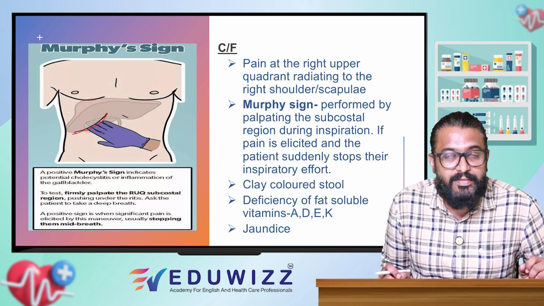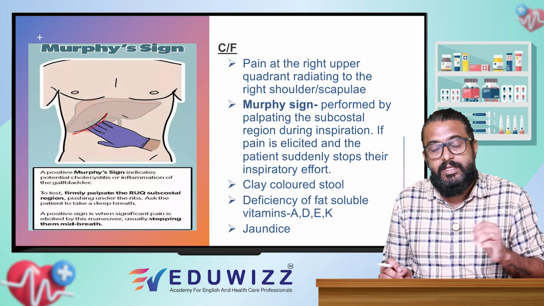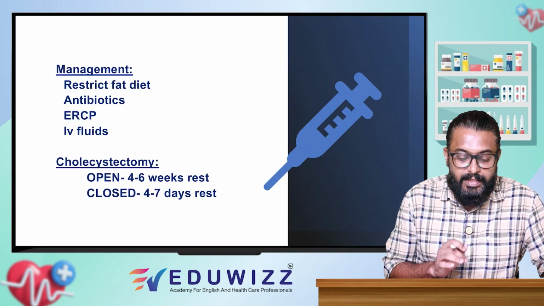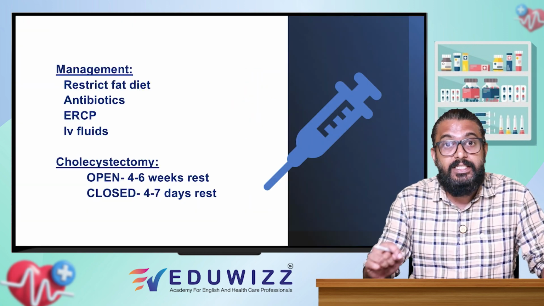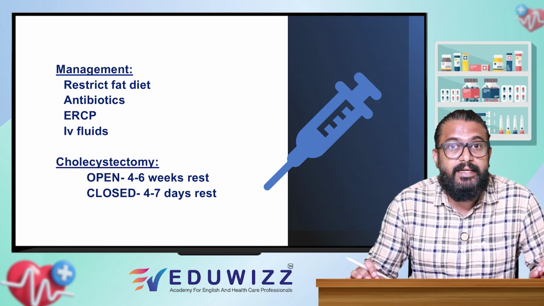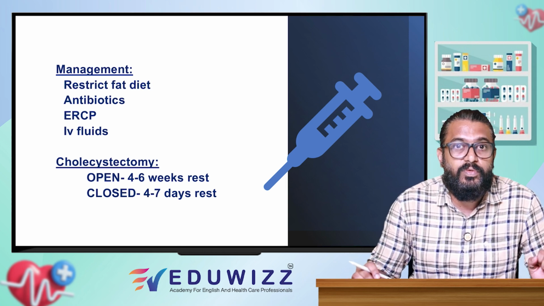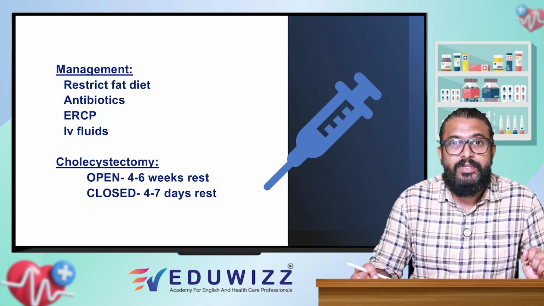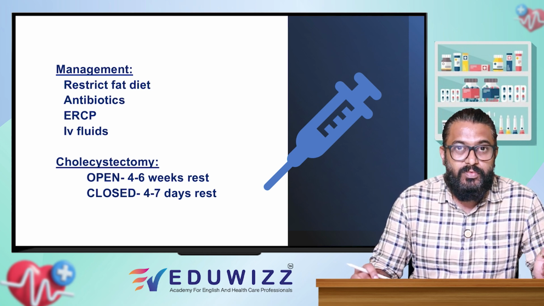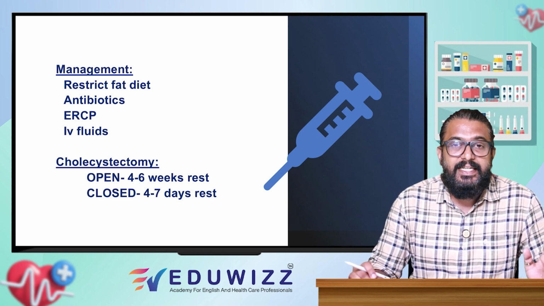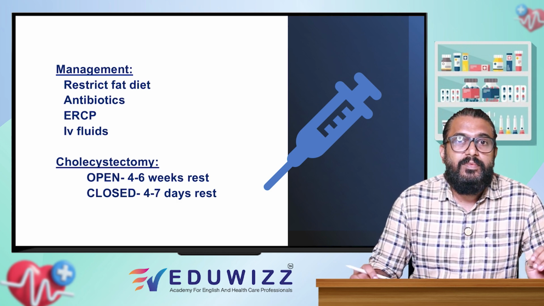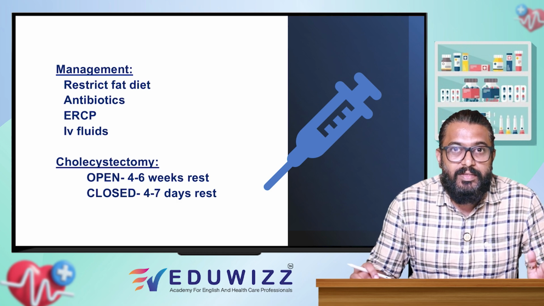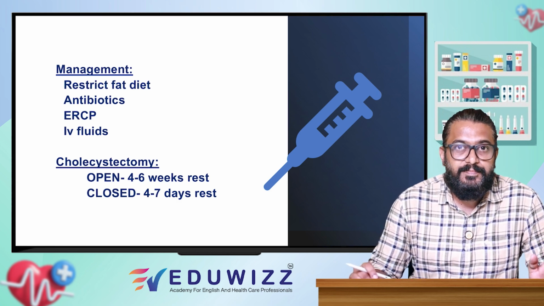Because the fat is not properly digested, it will come through the stool. Okay, now management: first thing is to restrict fat diet. Fat is a common point you have to focus on. Second, antibiotics for infection, IV fluids and NPO. And the exact management is surgery, which is cholecystectomy, which means removal of the gallbladder.